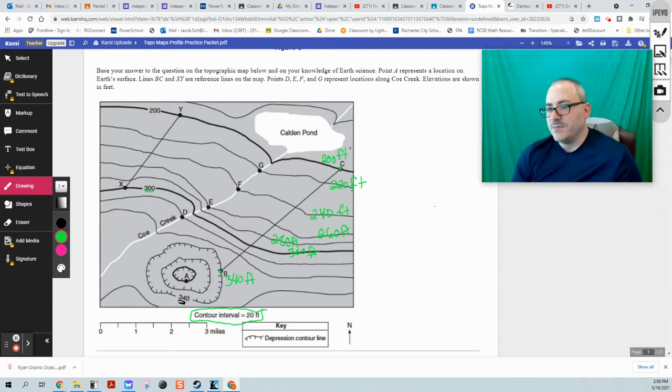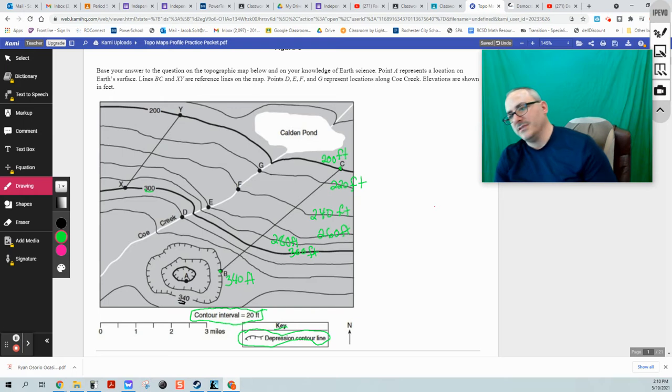So let me go to the legend and see what that means. It says key. The key says, oh, if you see a line like that, that is a depression contour line. So what's happening here is there must be some big hole in the ground. If I'm going down, if this is 340, then that would be 320. That would be 300. This thing goes down 40 feet, right? 320, 300. It's a 40-foot hole in the ground.